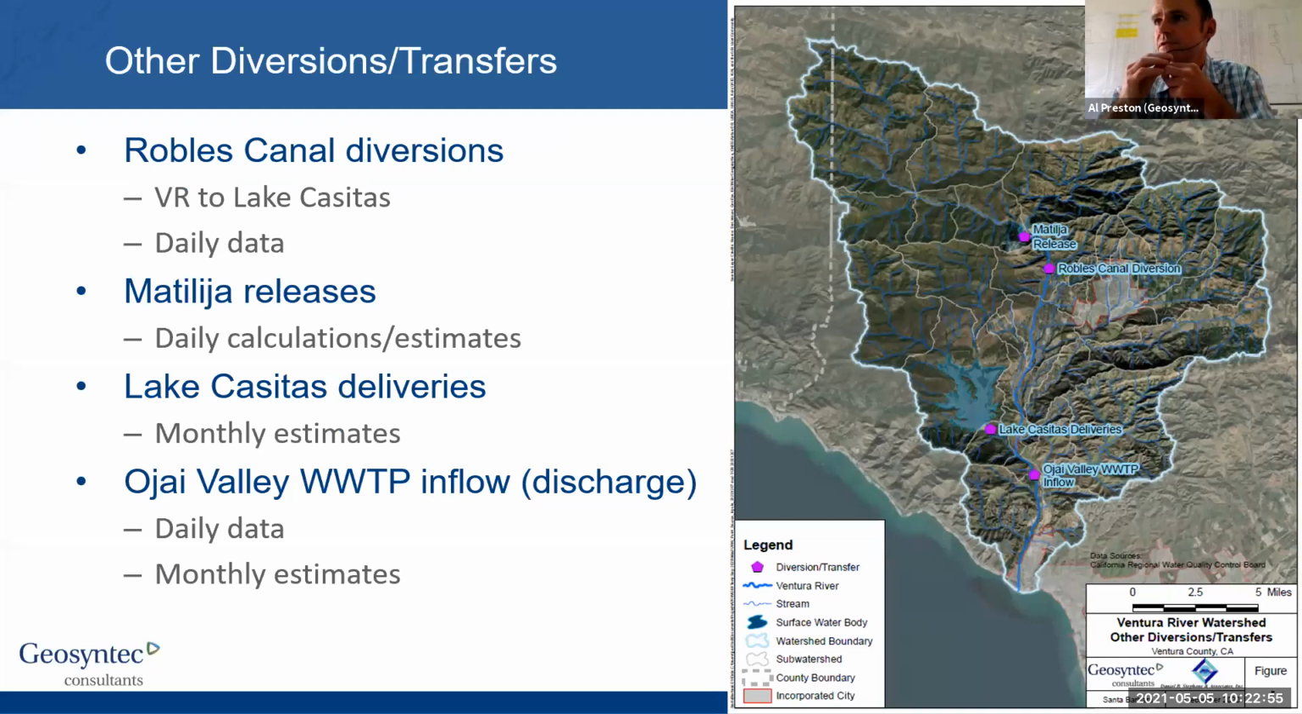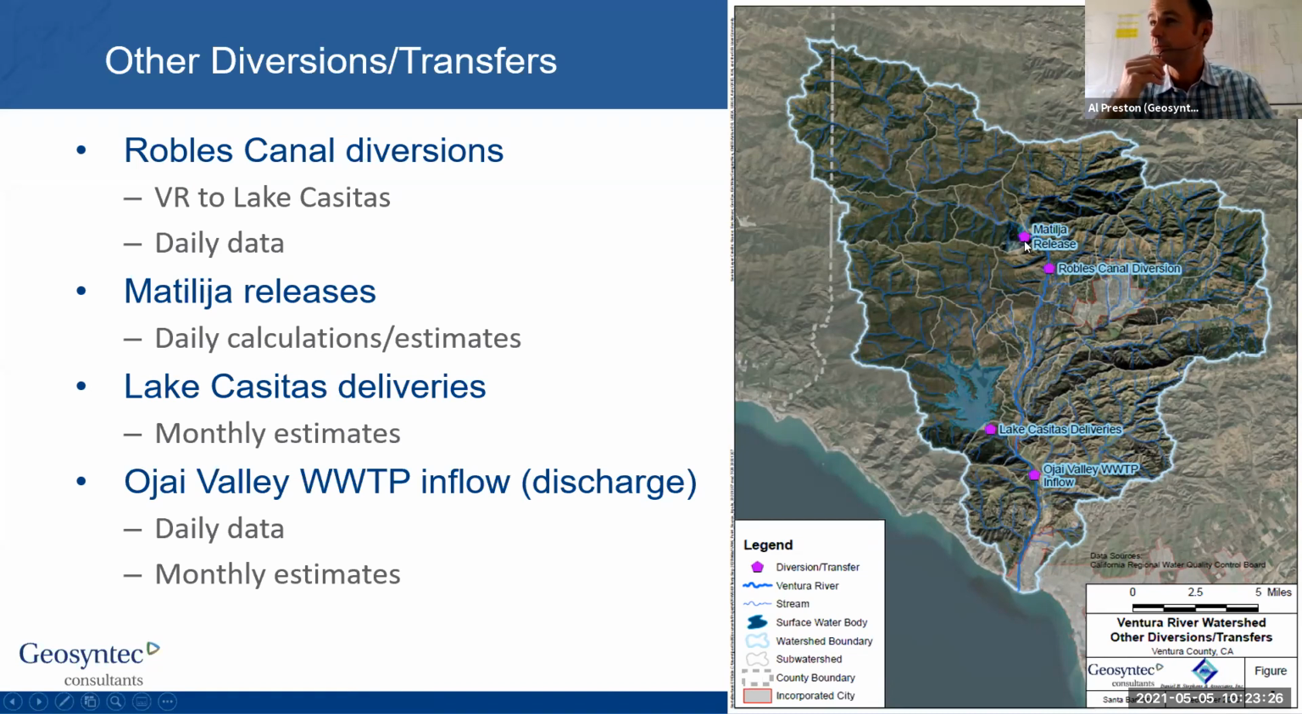Other diversions and transfers, so one of the larger ones is the Robles diversion, which diverts water from the upper Ventura River through the Robles canal into Lake Casitas. So we need to put that into our model, and we have daily data for that. So that works great because we're doing a daily time step. So we just put that in as a transfer from the river to the lake.